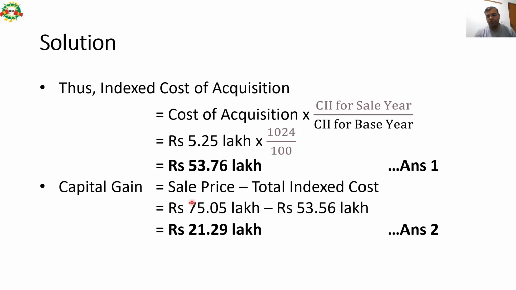Thus capital gain is equal to sale price minus total index cost, which is, as given in the question, 75.05 lakh, minus what we have calculated, 53.56 lakh. So 21.29 lakh is the taxable capital gain of the property. That is the answer to question number 2.